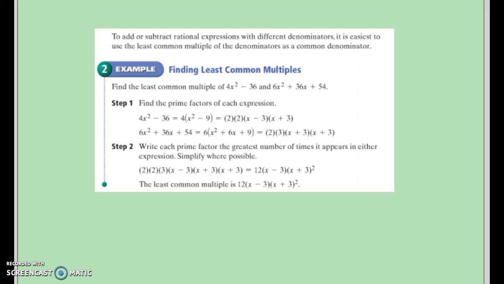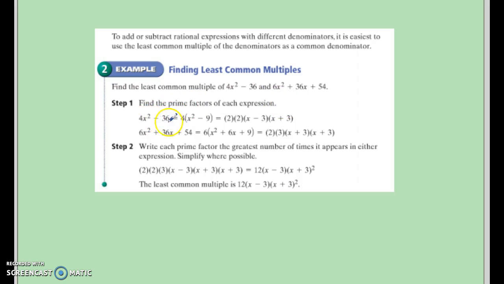So now we're going to do that using polynomials. So the first thing I have to do is find the least common multiple. So that is going to be what my common denominator becomes. So I want to find the least common multiple of 4x squared minus 36 and 6x squared plus 36x plus 54. So the first thing I want to do is I want to find the factors of each expression, right? So we're back to factoring our polynomials.